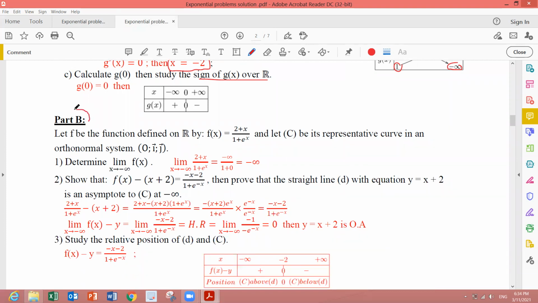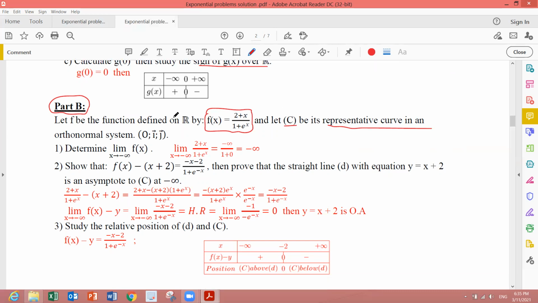Part B. We have the function f defined on R by f(x) equals (2 plus x) over (1 plus e to the x), and C is its representative curve in an orthonormal system.